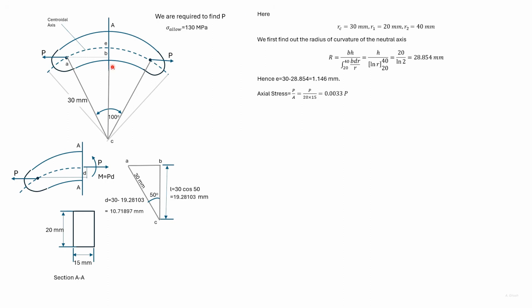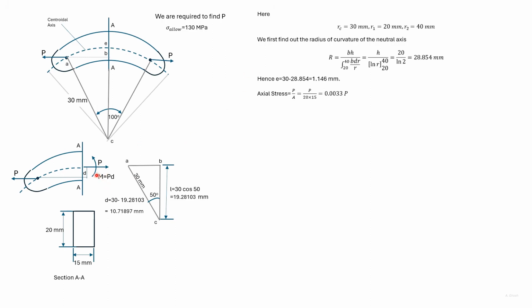We consider equilibrium of the portion left of AA. With the force P acting here, there must be a force P acting towards the right of the section. These two forces create a couple, so there must be a moment for equilibrium acting on the section.